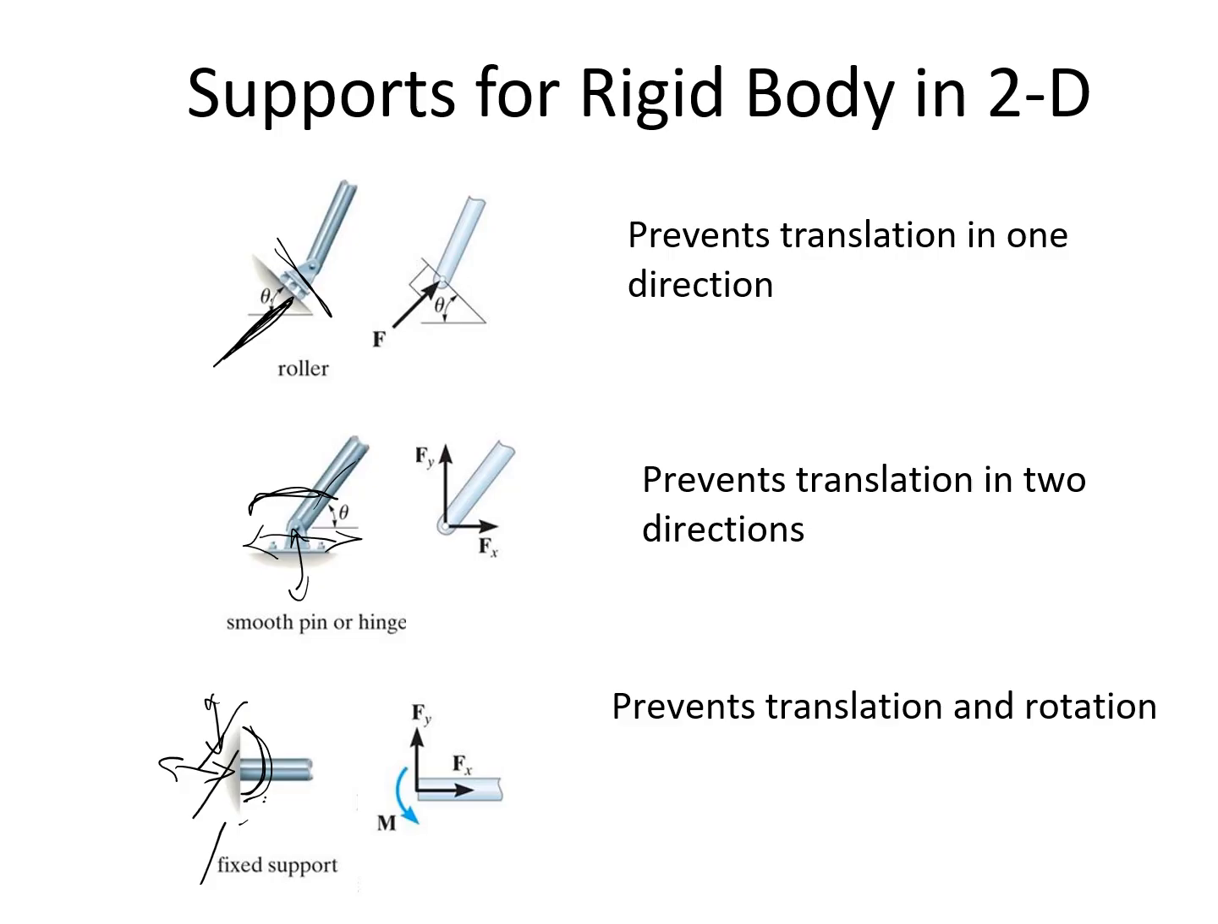Okay, so the roller is going to have one reaction that is normal to the surface on which the roller is. A hinge, which can still rotate, but can't move in two directions, will have an X and a Y reaction, and then a fixed support will have reactions in the Y, the X, and a moment reaction.